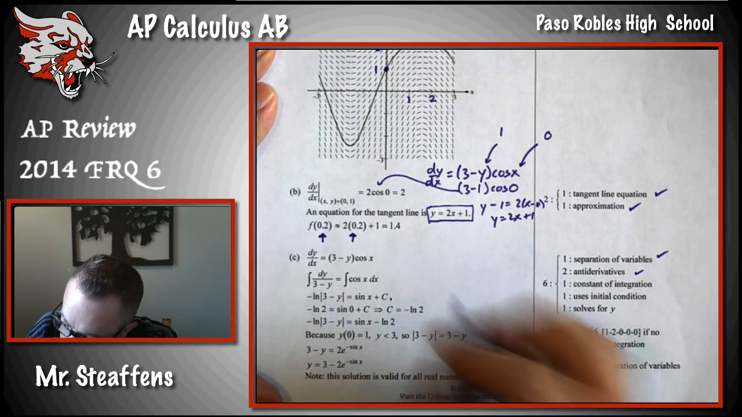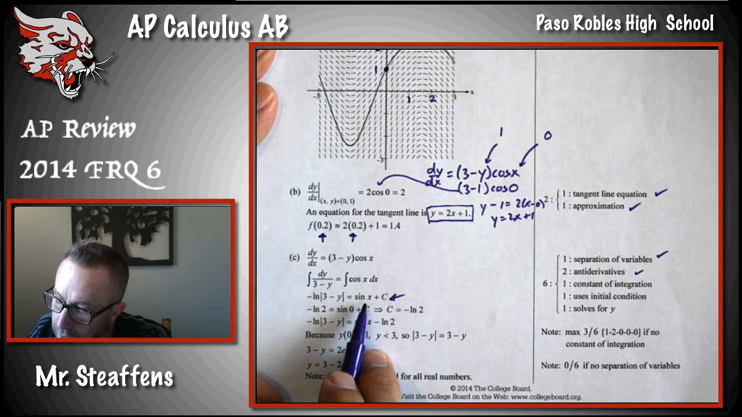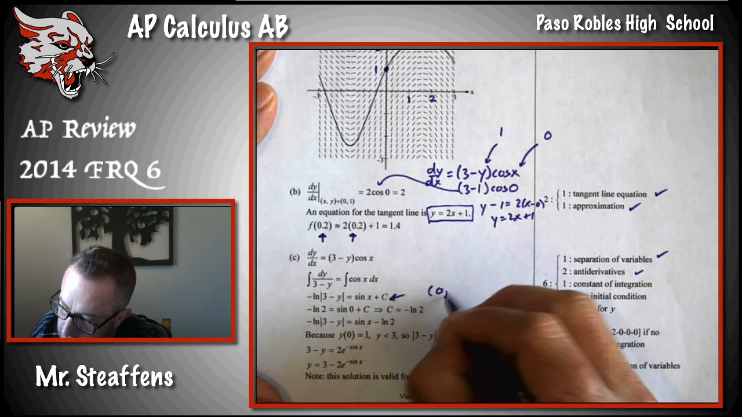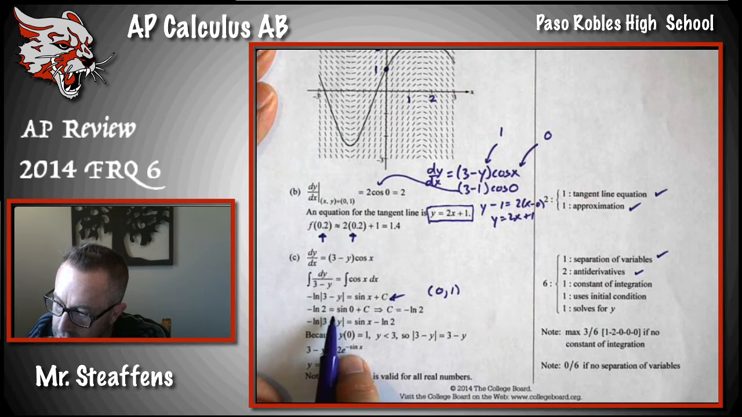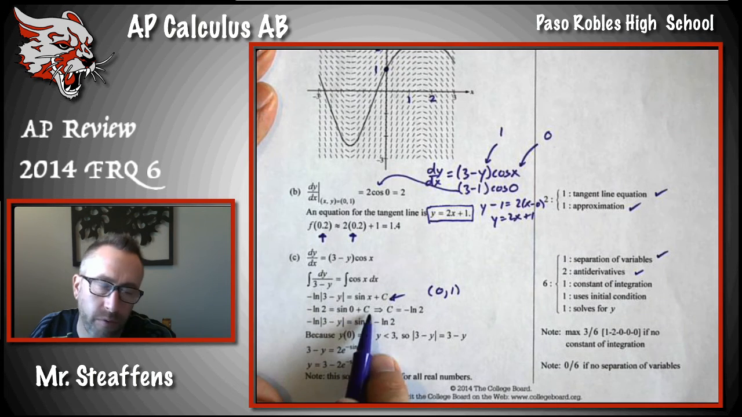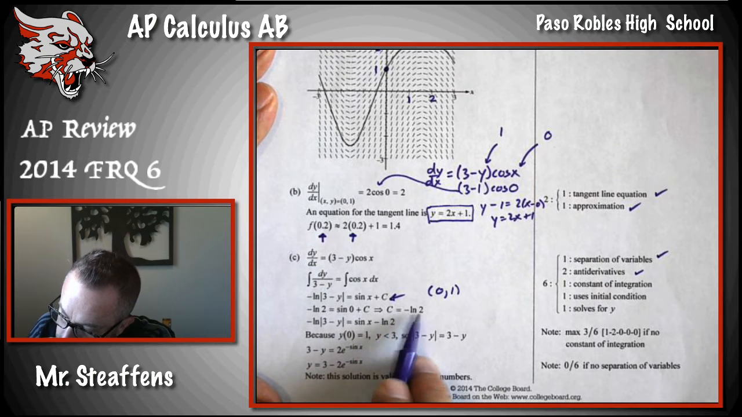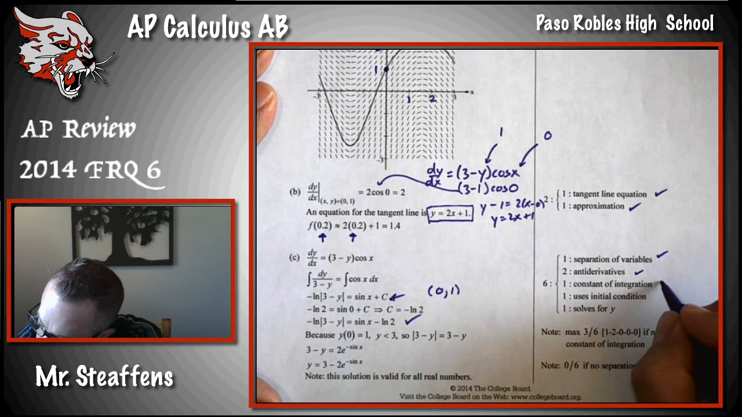All right, so now I'm going to find c. The way I find c is I know what my point is that I'm looking at. Remember, my initial condition is 0, 1. So I'm going to put a 0 in for x and a 1 in for y. And I got negative ln of 2 equals the sine of 0 plus c. Sine of 0 is 0, y'all. So c is negative ln of 2. So that is going to give me my actual function. By the way, that is these 2 points here.